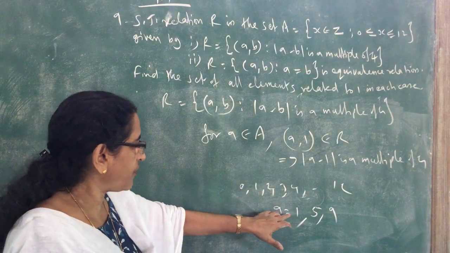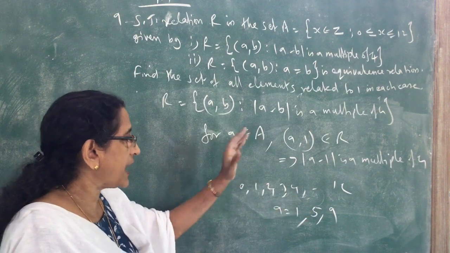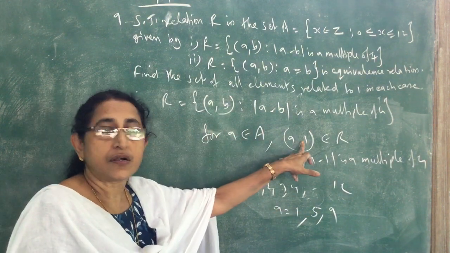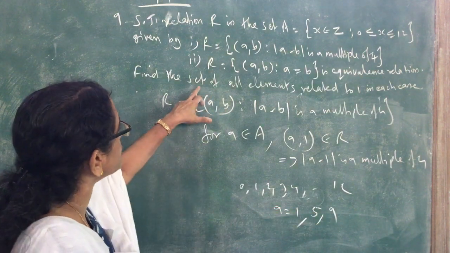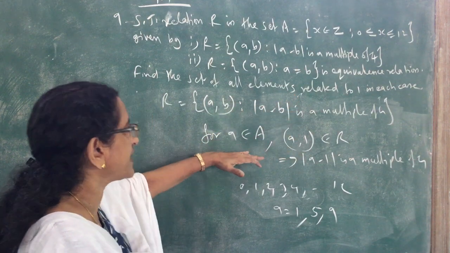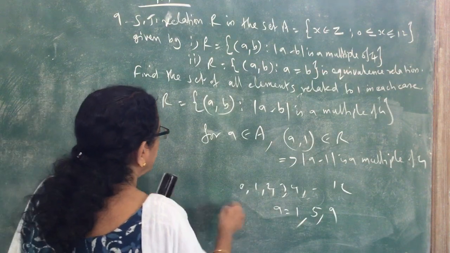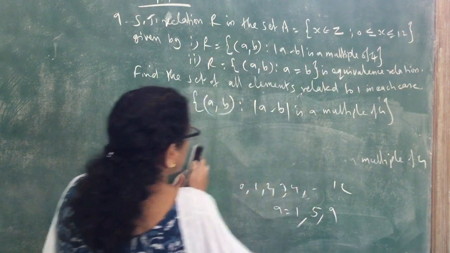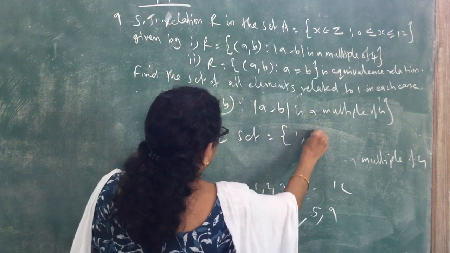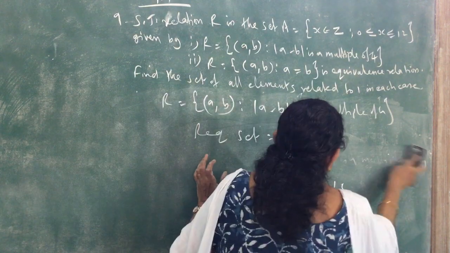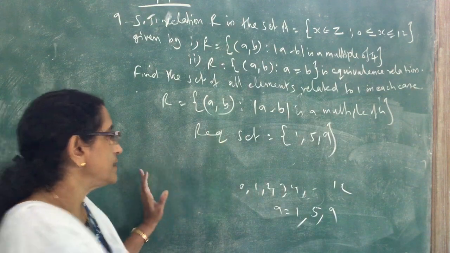So the values of a we got are 1, 5, 9. That means these are the three elements related to 1. So what is the answer? Write the set of all elements related to 1. The required set equals {1, 5, 9}. Only these are the three elements related to 1. So this is the answer.